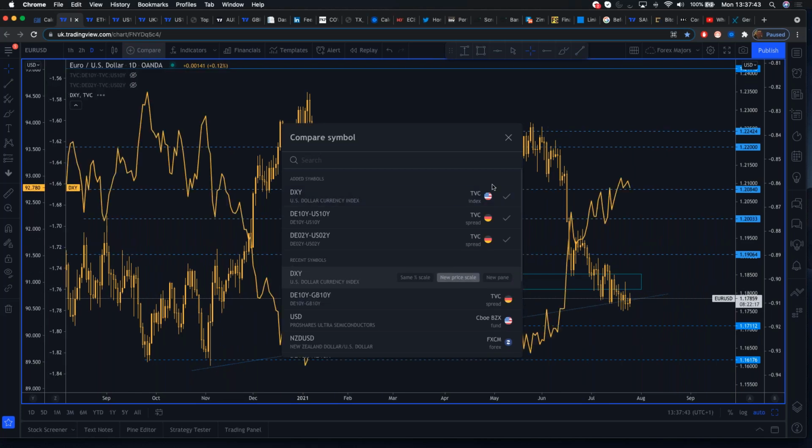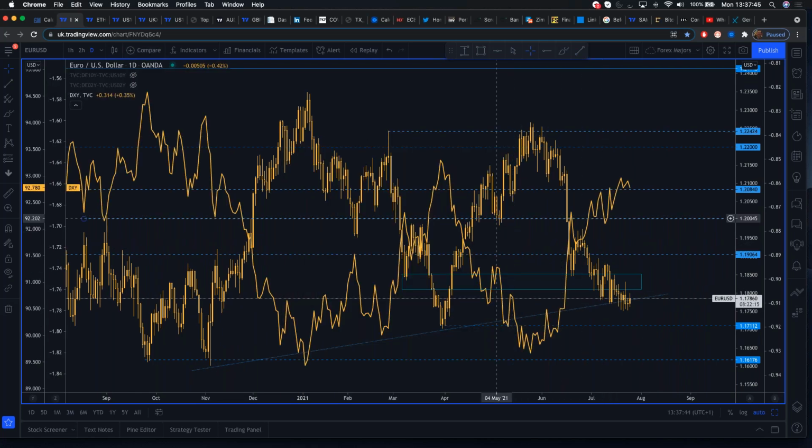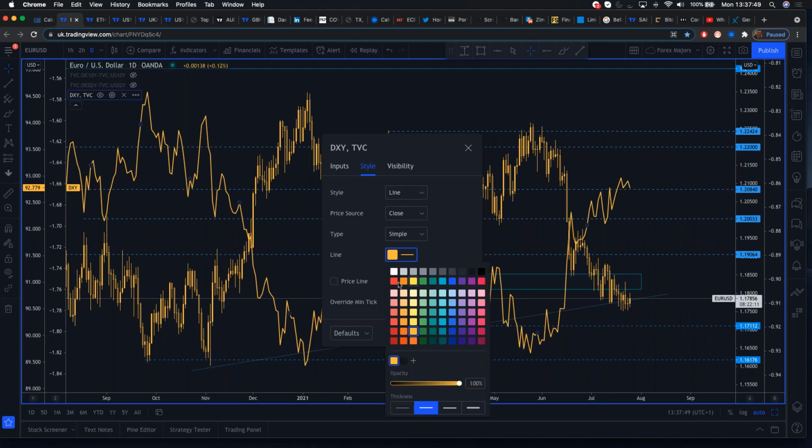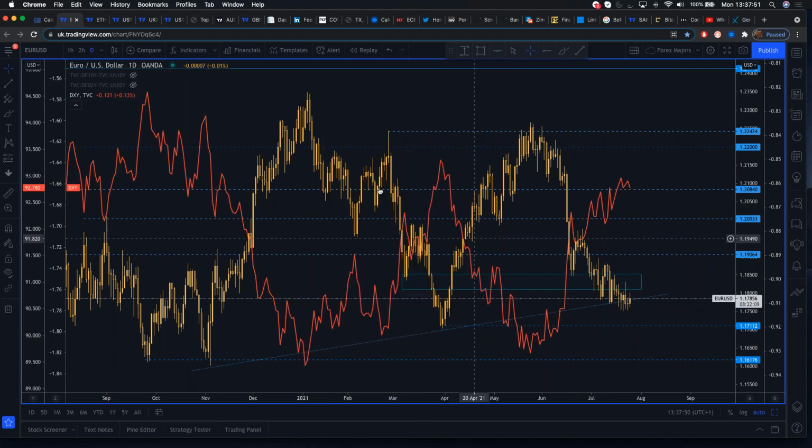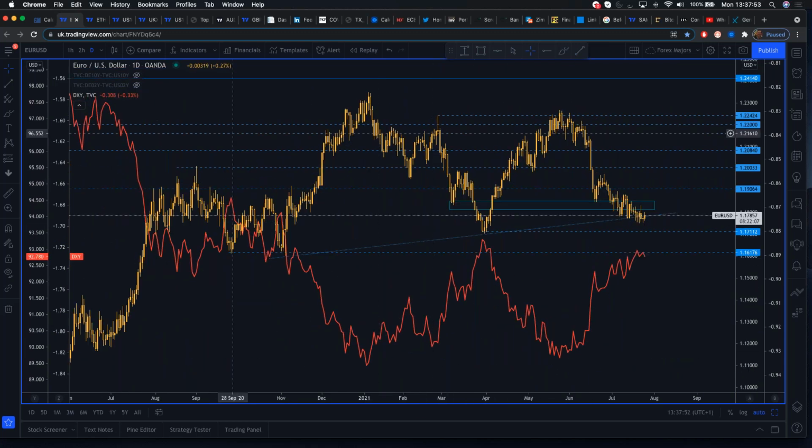Now, let me show you something. You must understand this. I've put on the screen, the red line is the dollar index. And do you notice how the euro US dollar and the dollar index move in exactly opposite directions to each other? So when the dollar index falls, euro US dollar rises. When the dollar index rises, the euro US dollar falls.